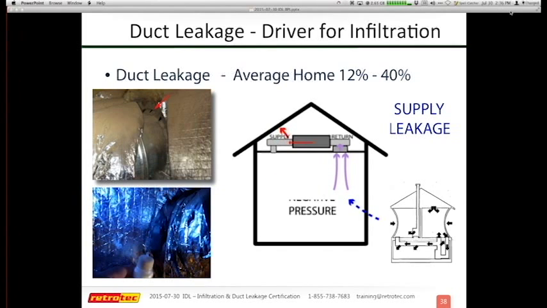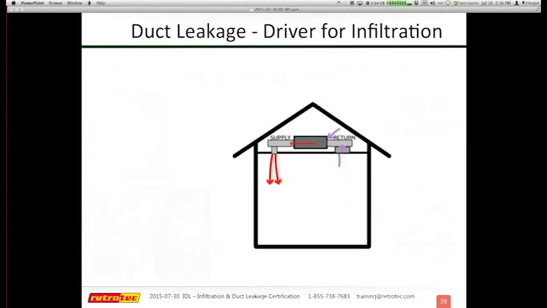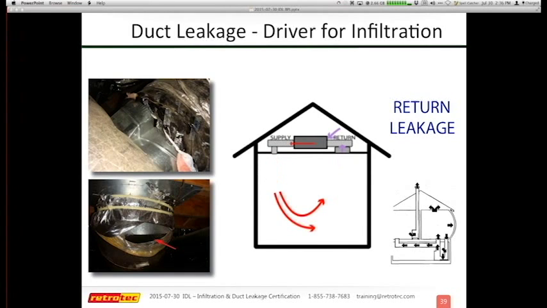So let's say I had a hot water tank for an older home that might be exposed to this kind of pressure difference. Now if I have issues like this, I could be bringing air directly down the flue, which actually is a significant issue. Most people don't associate duct leakage with backdrafting on hot water tanks, but clearly you can see it doesn't take a lot of pressure to actually do that.